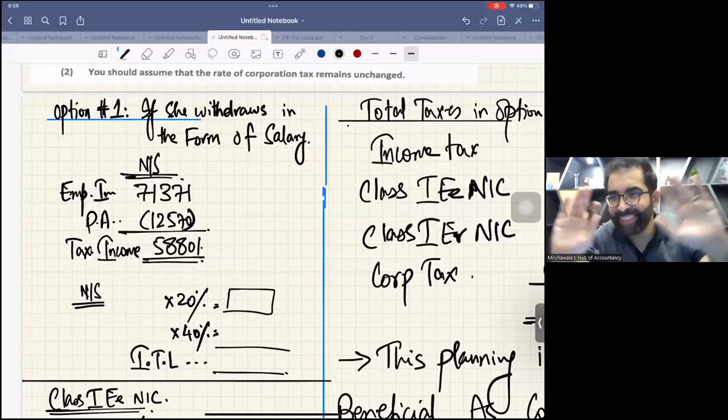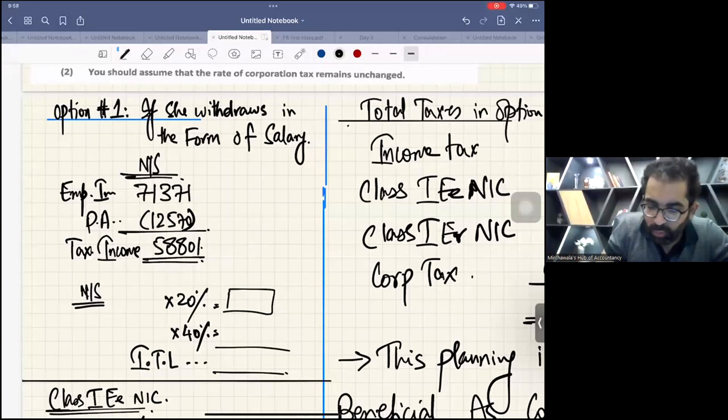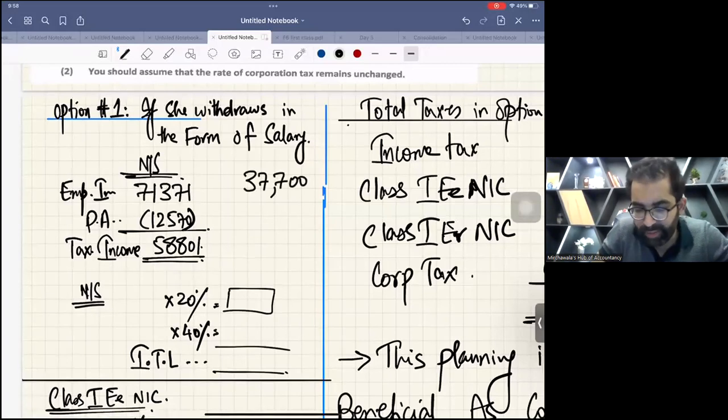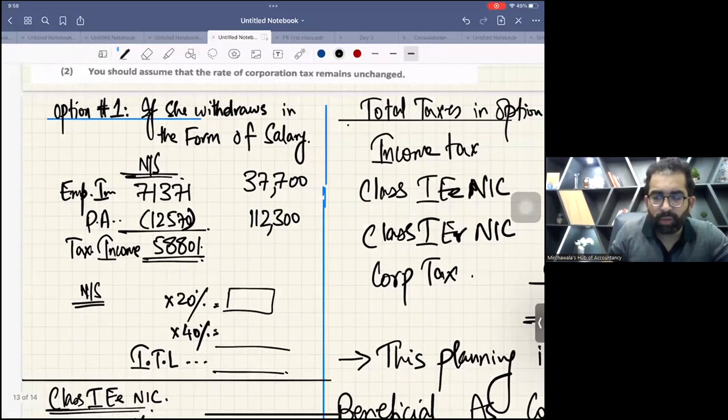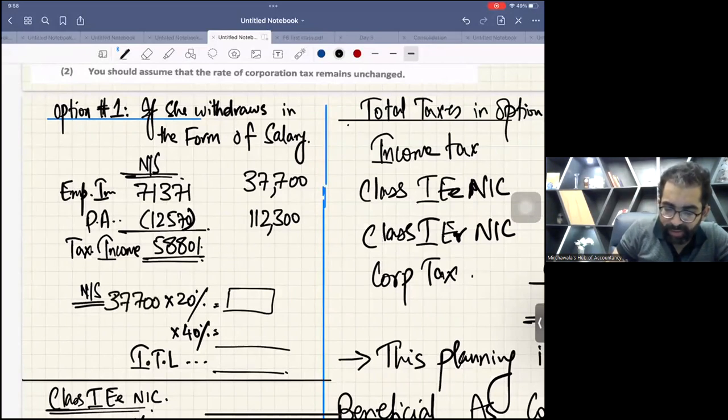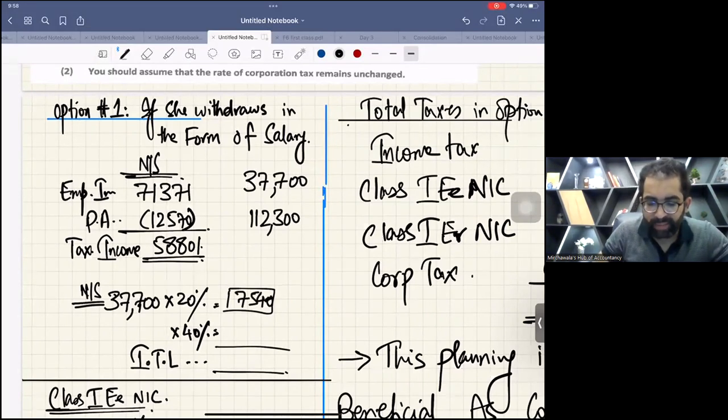Now, there is no band extension in this question. So your first band is 37700 and the second band is 112300. Hope you remember this. Out of this 58801, you knock it on the first band. You completely consume the first band, 37700 times 20%. Now 58801 less 37700 is 21101, times 40%, which is 8440.